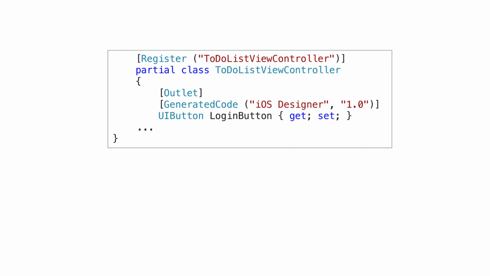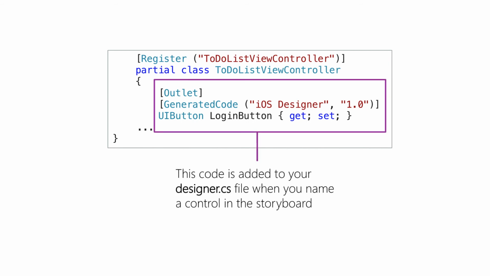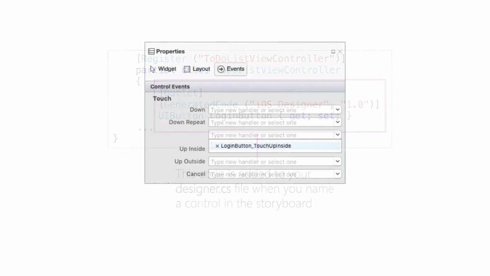In the Apple world, there's a different name for this. It's called outlets. An outlet defines a property used to access a designer-defined view. The control must be defined in the screen owned by the view controller class. The property is private to the view controller class and decorated with an outlet attribute to register it with iOS.